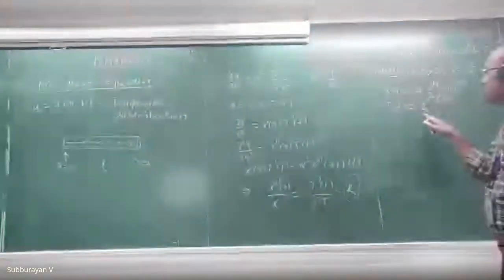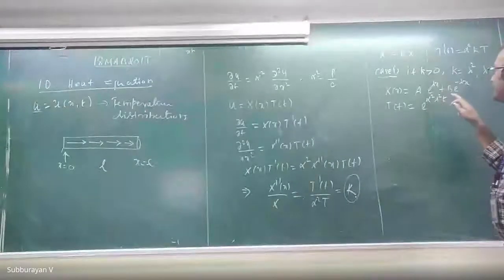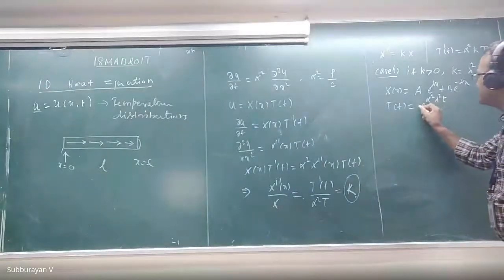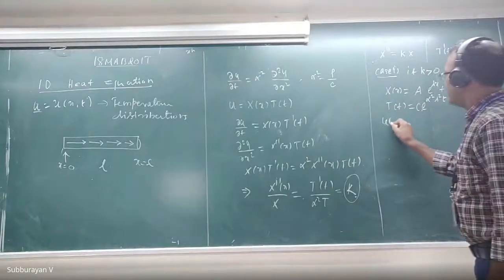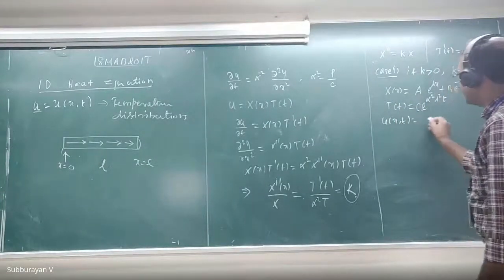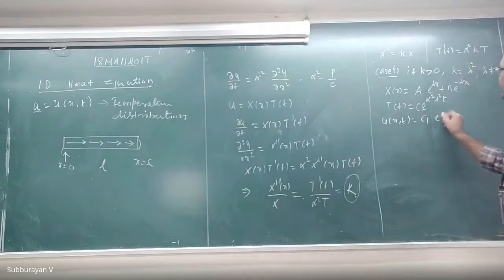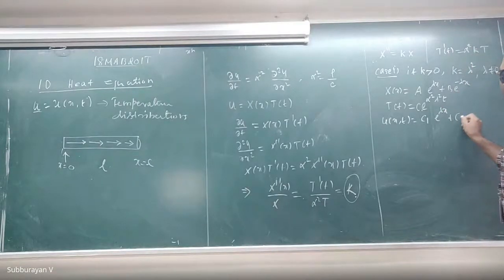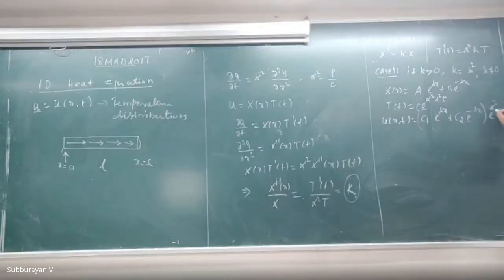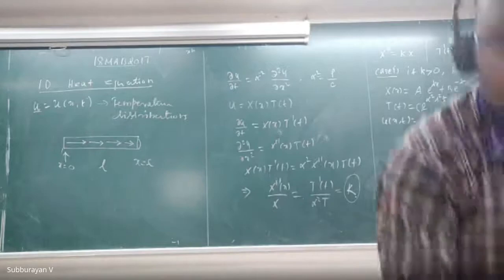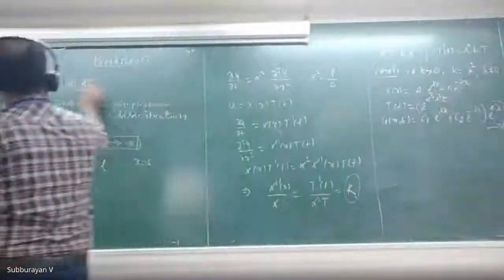T(t) is going to be some arbitrary constant c into e to the power alpha squared lambda squared t. Okay, then our u(x,t) is going to be some c1 into e to the power lambda x plus some c2 into e to the power minus lambda x, into this function e to the power alpha squared lambda squared into t. Okay, this is the first solution. Fine. Then the second one is the second case.